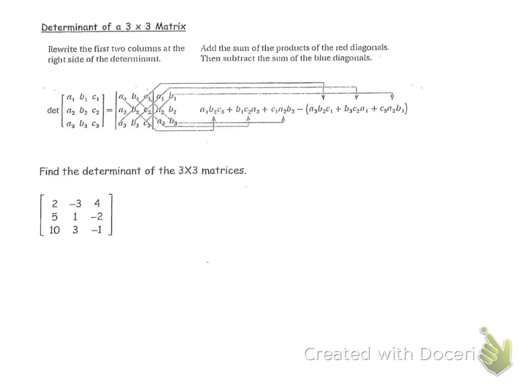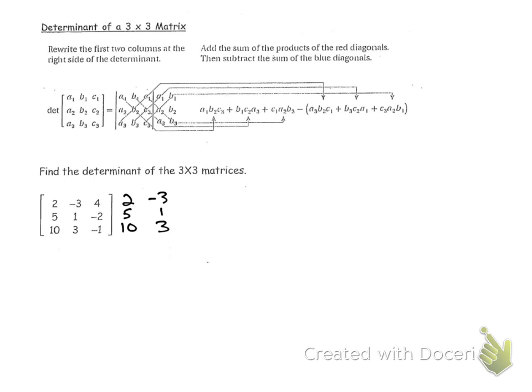All right, 3 by 3 matrix. We're still finding the difference of diagonals, just a little bit longer process. The first step when finding the determinant of a 3 by 3 matrix is to repeat the first 2 columns. So we rewrite 2, 5, and 10, and we rewrite negative 3, 1, and 3. Why don't we repeat the third one? Because when we do the diagonals, you'll see how it lines up.